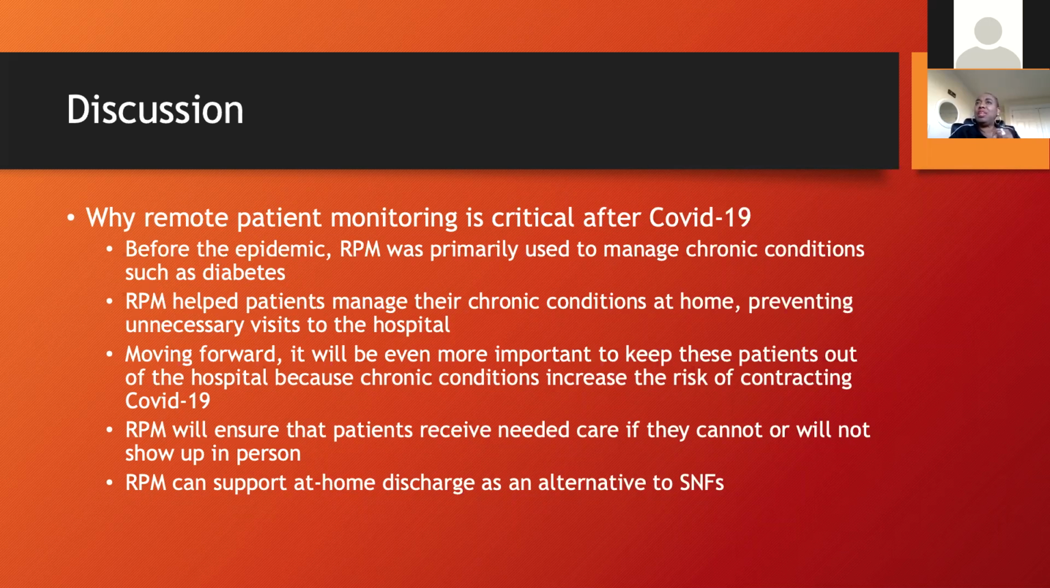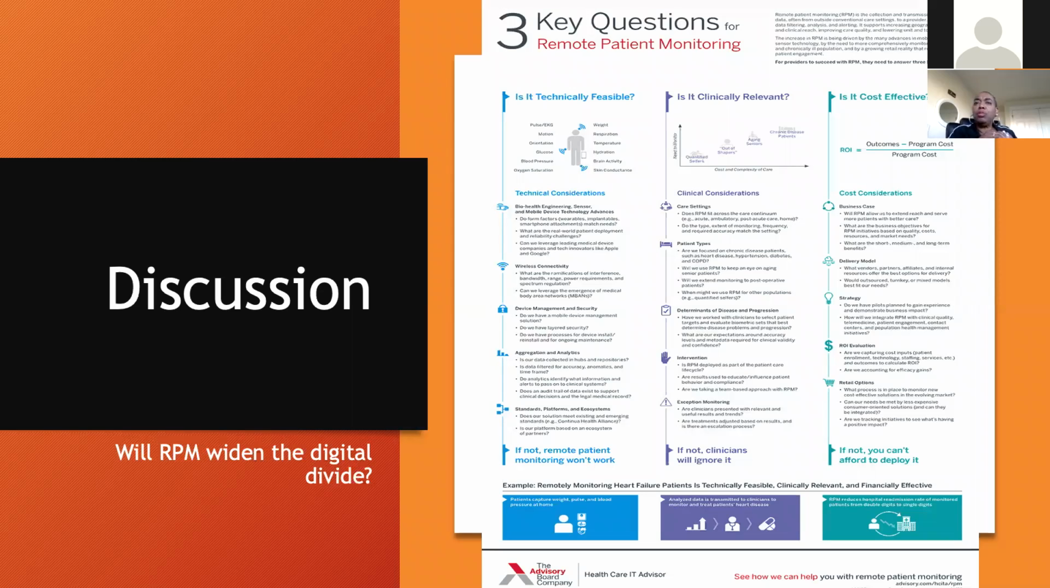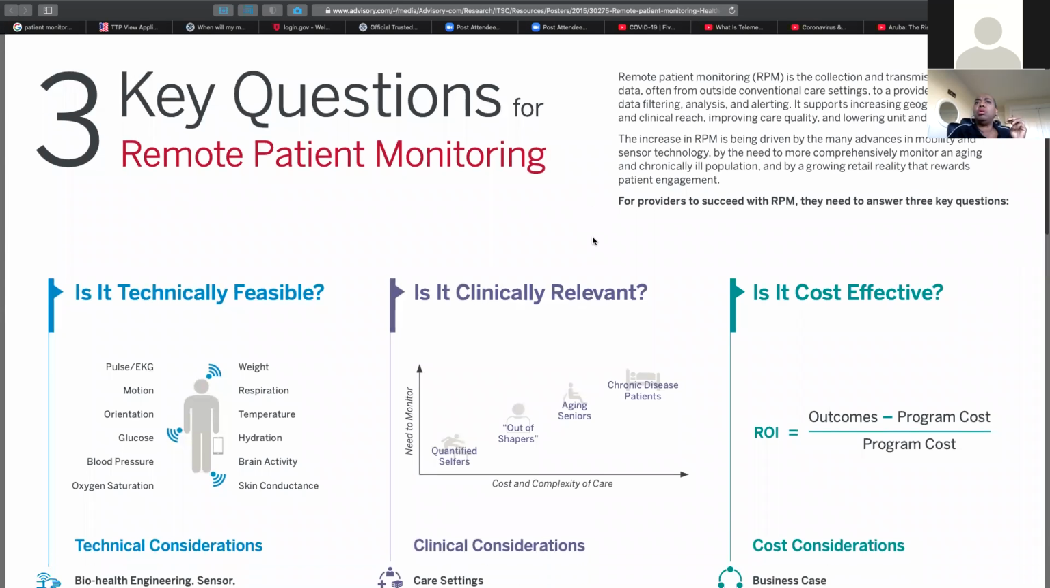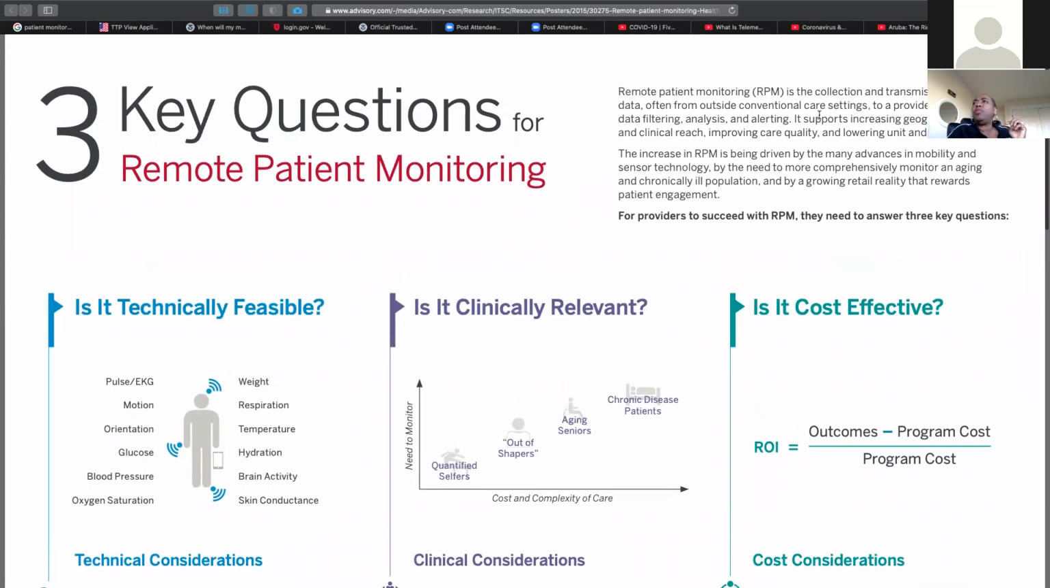All right. And then last but not least, it said, will RPM widen the digital divide? This is in the deck, which I think you have access to. Let me bring this up so I can see it better. It's from the Advisory Board. It tells you what RPM is, which we talked about, and that the increase in RPM is being driven by many advances in mobility and sensor technology.